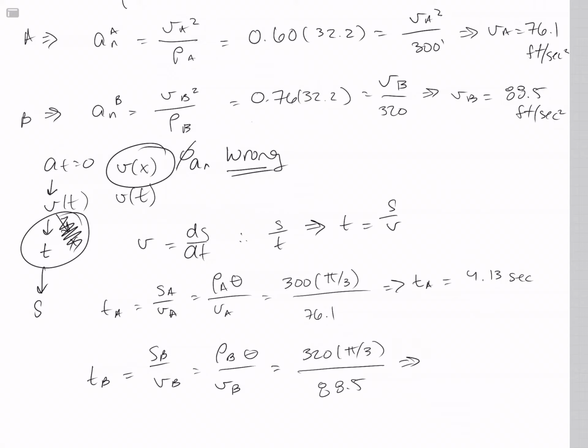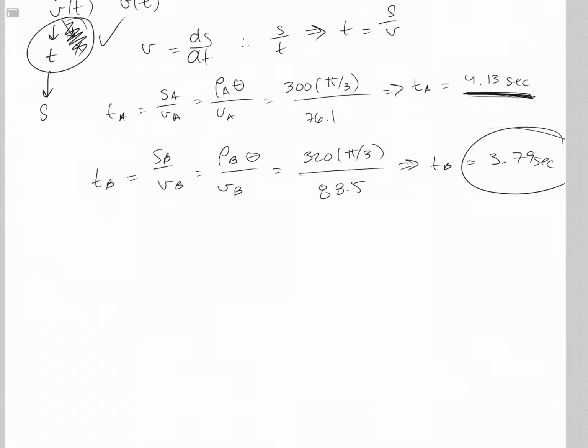For t_B, you'll do the exact same things but with the different variables. So rho_B theta_B equals 320 times pi over 3. And for this, the velocity is 88.5 meters per second. That makes t_B equal to 3.79 seconds. At this point, we can make an assumption about which car is going to cross the finish line first. That will be car B, because it reaches the finish line at 3.79 seconds, whereas car A reaches the finish line at 4.13 seconds.